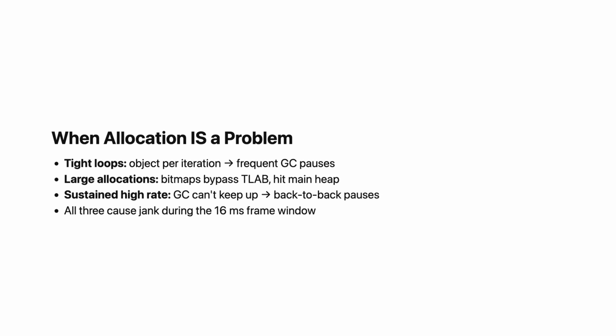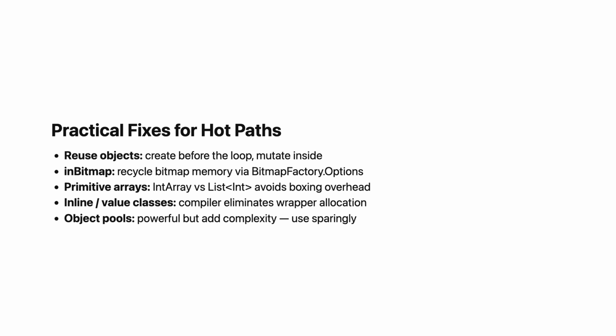For collection-heavy code in hot paths, consider using primitive arrays instead of lists of boxed types. An int array uses dramatically less memory than a list of Int because you avoid the per-element object overhead. Kotlin inline classes can help too. If you have a value class wrapping a single primitive, the compiler can often avoid allocating a wrapper object at all. And for really performance-critical code, you can use object pools, though be careful because pools add their own complexity and can introduce bugs if you accidentally use a returned object.